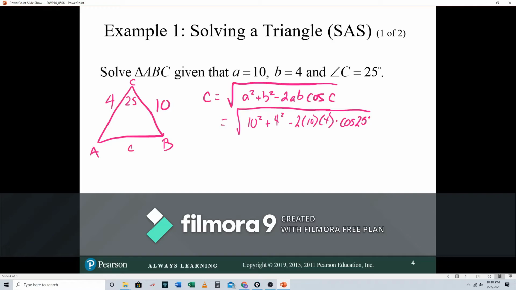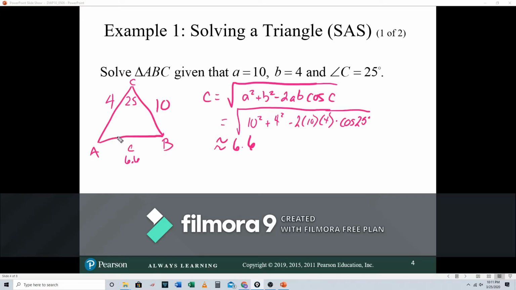So on, we have second, square root of 100 plus 16 minus 80 times the cosine of 25. That gives me 6.595. I don't know what they want to round to, so this is approximately 6.6. We'll keep it easy. Round to whatever they tell you to round to. If they don't tell you to round, just go to one decimal place. Keep it simple. So I'm going to find angle A.